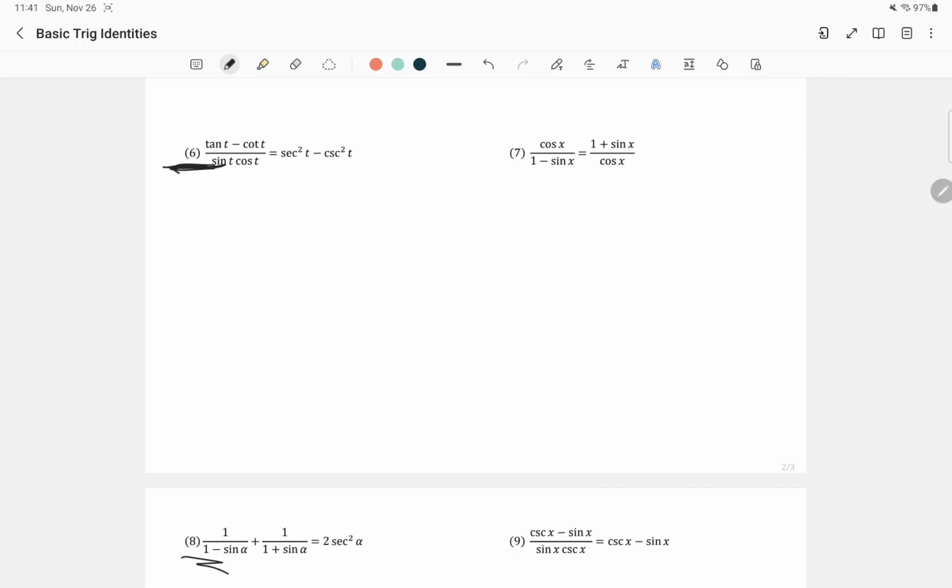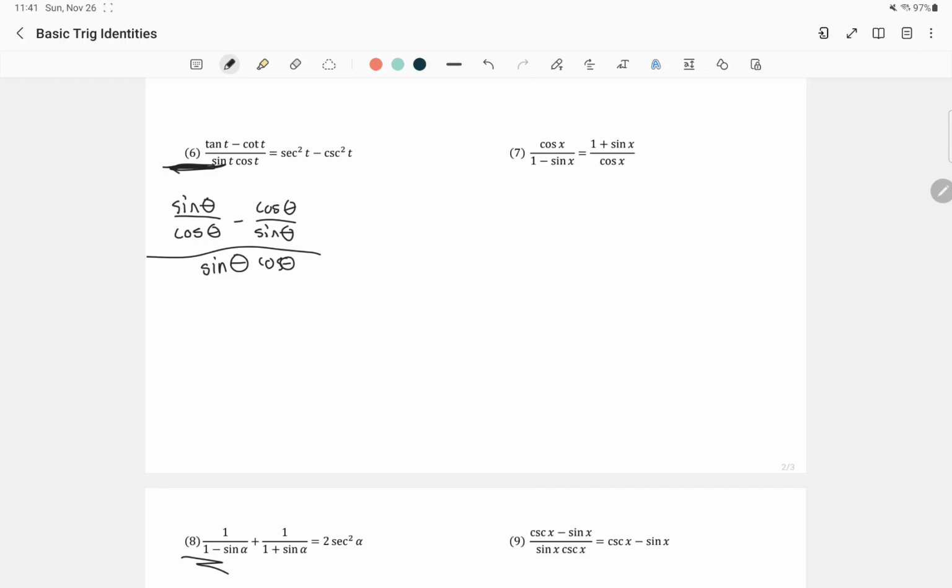Okay, whenever you see these ones that are sine and cosine, it's probably best practice to just change it into sine and cosine. So we're going to have sine theta. I'm going to change all of these t's to thetas because it's easier to think about. Cosine theta minus cosine theta over sine theta, over sine theta cosine theta. Nice.